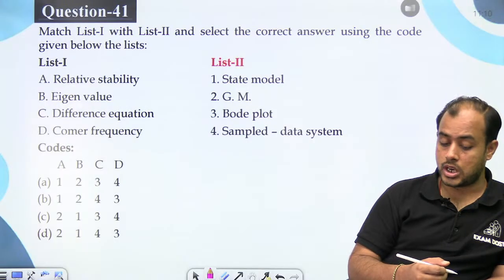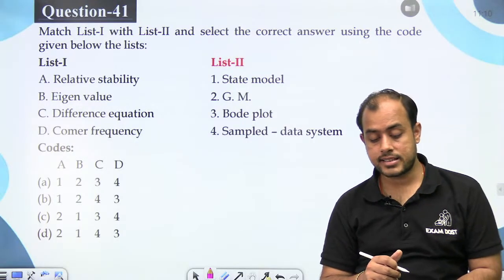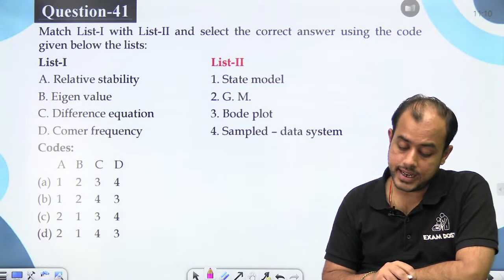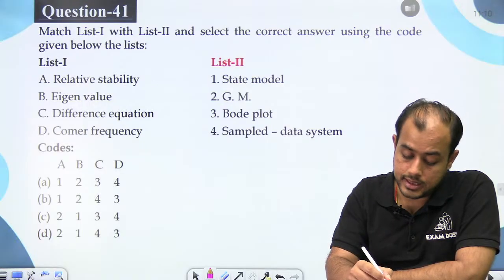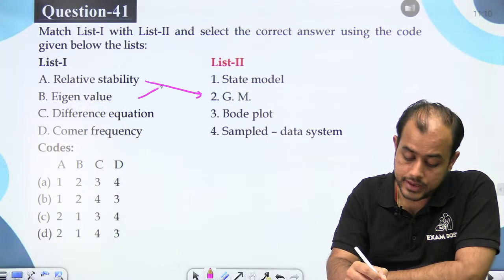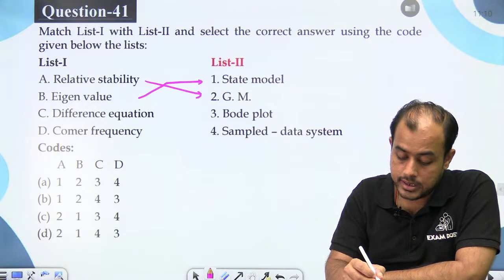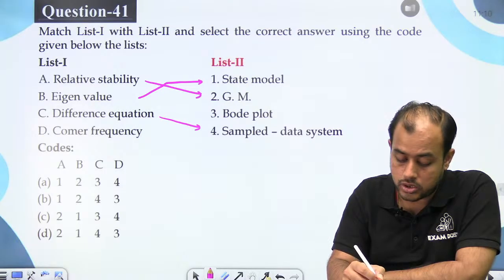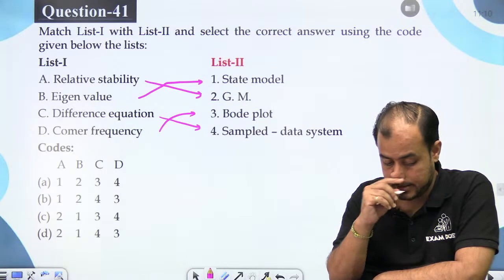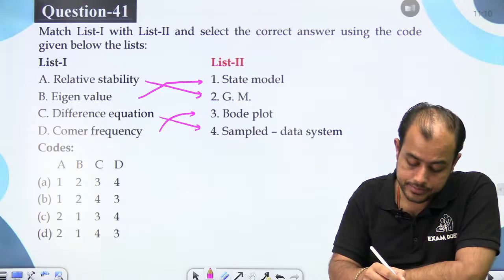Okay, ESE 2007. Match the column. Relative stability, gain margin, eigenvalue, state model, difference equation, discrete, corner frequency, Bode. So 2143, D.